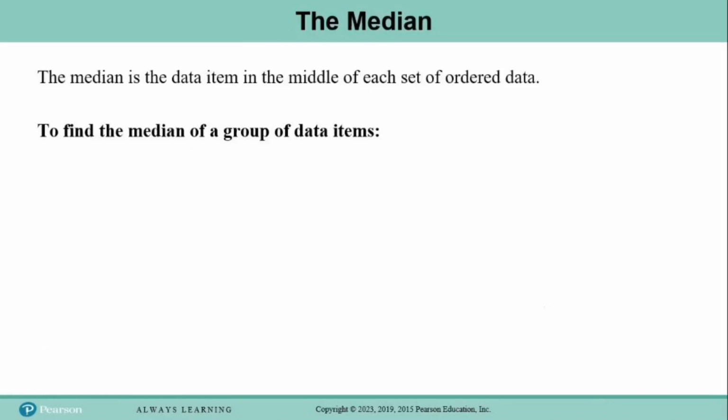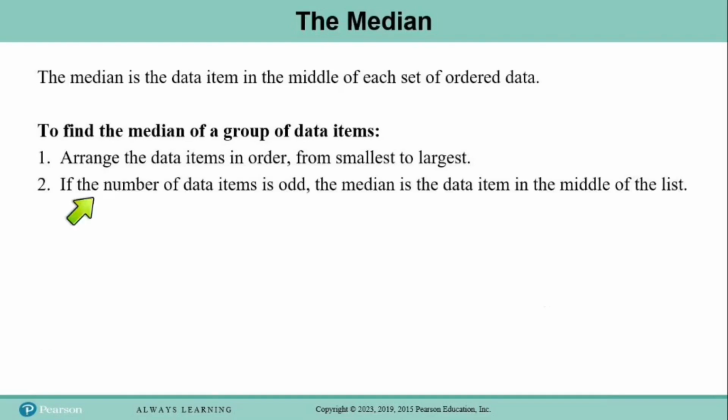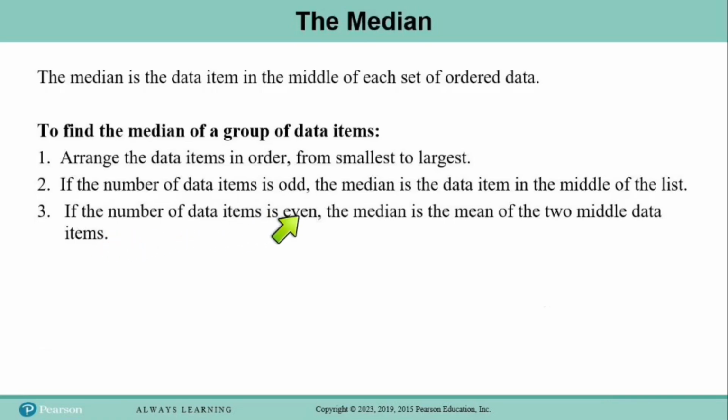So here's how we find the median of a group of data items. First, we need to arrange the data items in order from smallest to largest. And if you have a very large group of data, sometimes a stem and leaf plot can help you quickly arrange the items in order from smallest to largest. Then, if the number of data items is odd, that's the easiest. The median is the data item in the middle of the list. But if the number of data items is even, then you'll have two numbers in the center. And in that case, the median is the mean of the two middle data items.